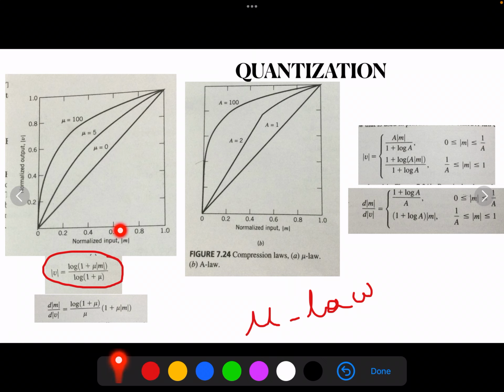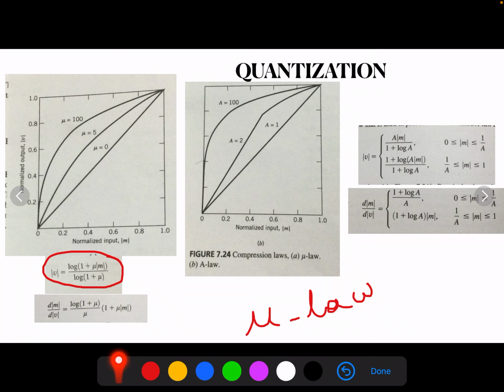In this figure, we have plotted the mu law for varying mu values: mu equal to 0, mu equal to 5, and mu equal to 100. The case of uniform quantization corresponds to mu equal to 0. For a given value of mu, the reciprocal slope of the compression curve, which defines the quantum steps, is given by the derivative of m with respect to V. So, dm by dV is equal to log of 1 plus mu by mu, into 1 plus mu m.